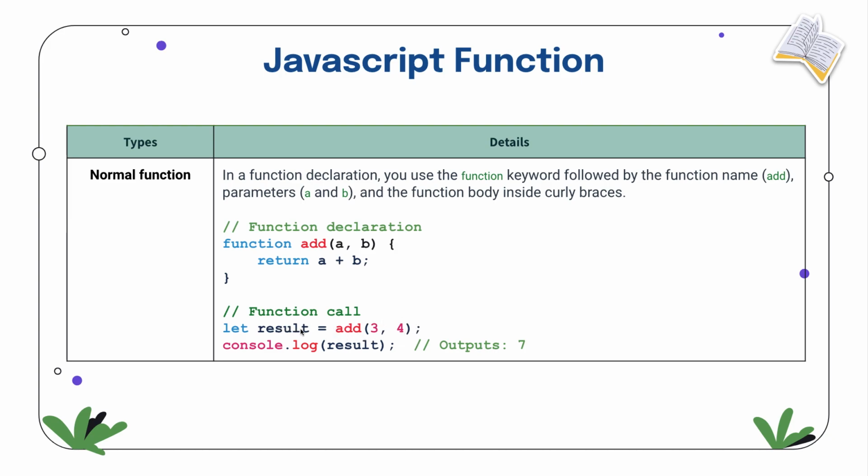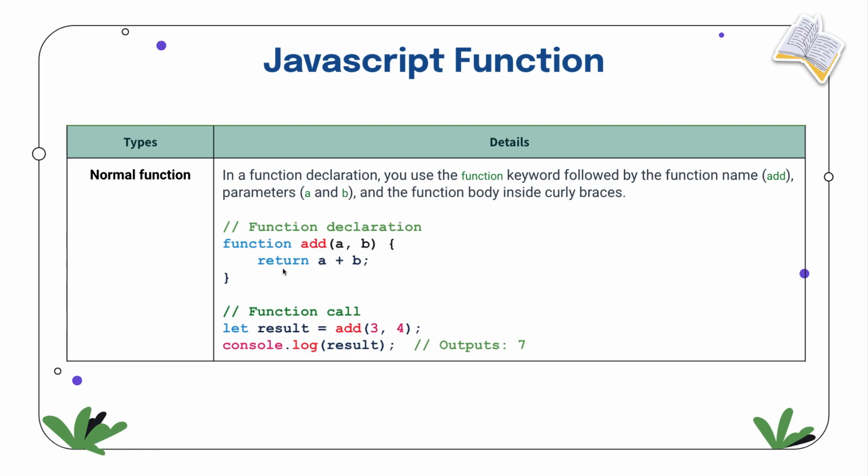So for result, we have created one variable called let result, to store the result of the function, whatever the function is returning. So 7 is returned to the result, and in the next line we are printing 7. Okay, so this is all about the normal function.